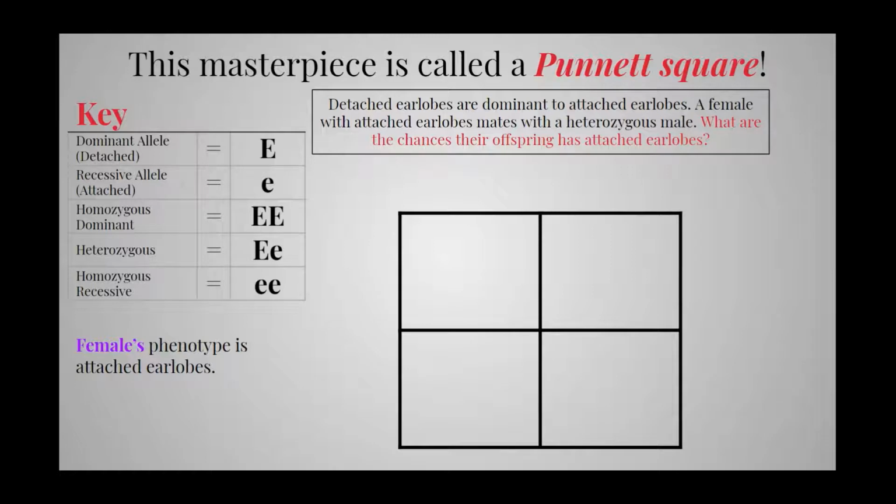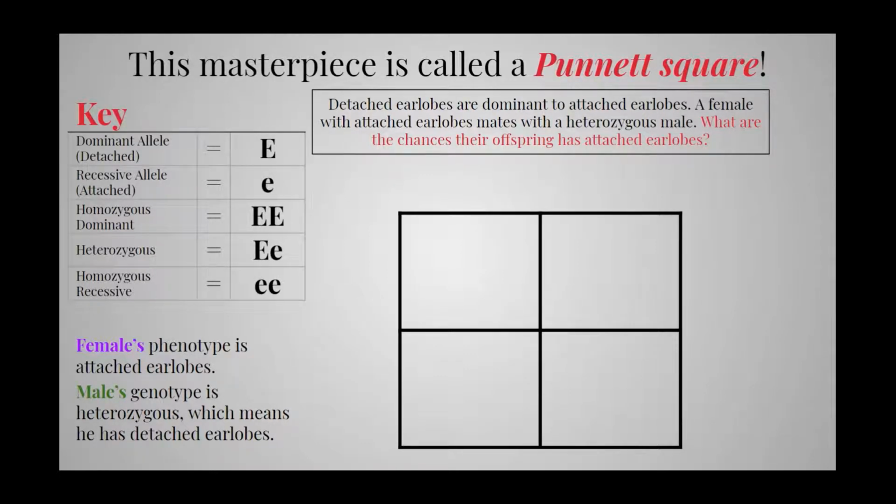Let's talk about the male. Well, that one's pretty easy, because the question tells us that the male's genotype is heterozygous. Of course, this means that he also has detached earlobes. We see that a heterozygous genotype has a dominant allele present. It's got a capital E. And so that capital E takes over. It tells the little e, your services aren't needed. I'm going to determine what the trait is for this person. And because I am the dominant allele, that means that this person has detached earlobe. That's the trait that I'm giving them.